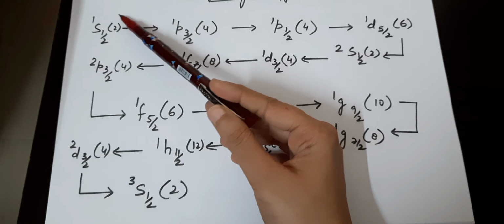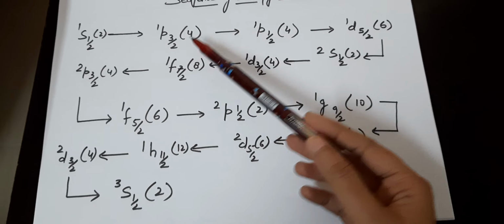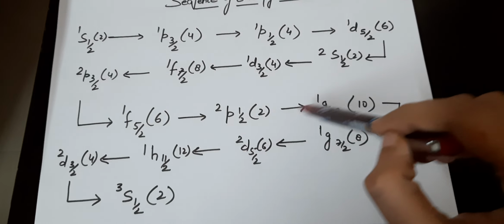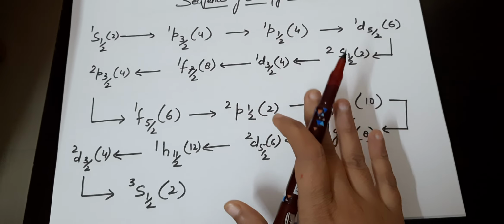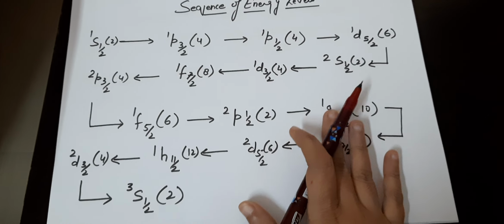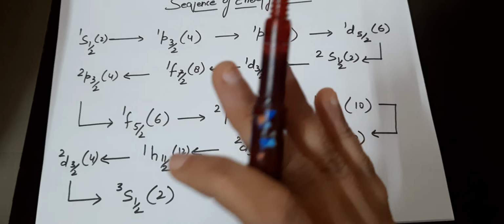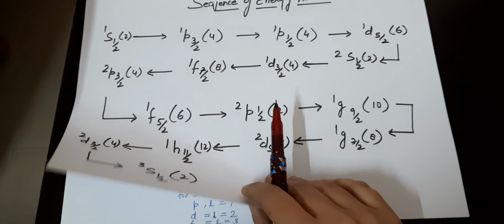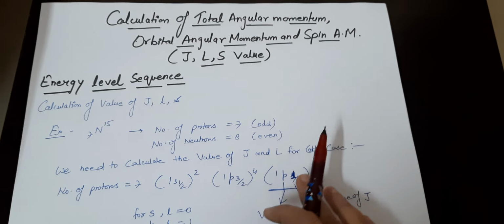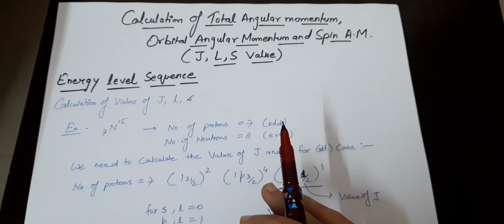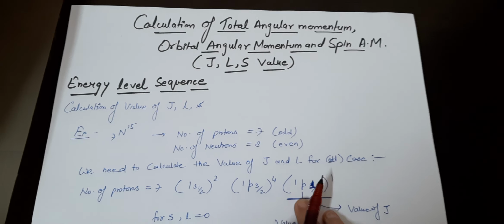In this subshell 2 nucleons get filled. In this one 4 nucleons get filled. In a similar way you are going to fill your nucleons in these subshells. So you have to memorize it very carefully in order to calculate the values of J and L. Okay. Now first you have to calculate the value of J and L. So how can you calculate the value of J and L?